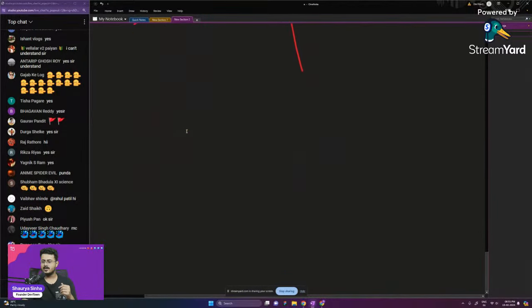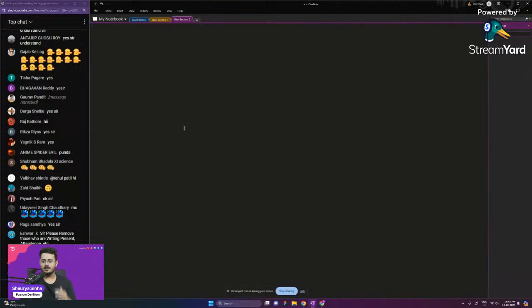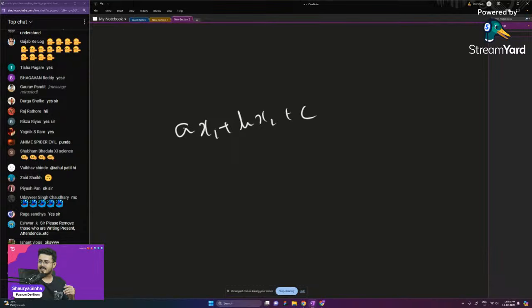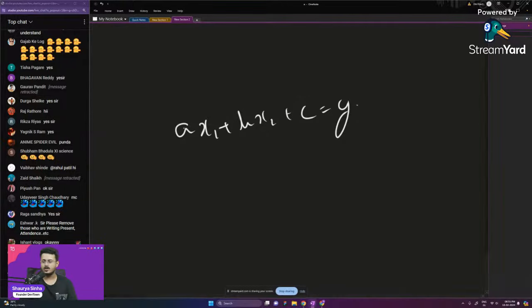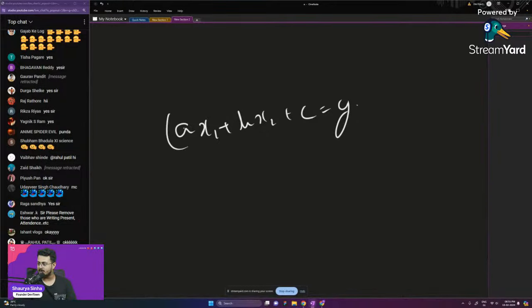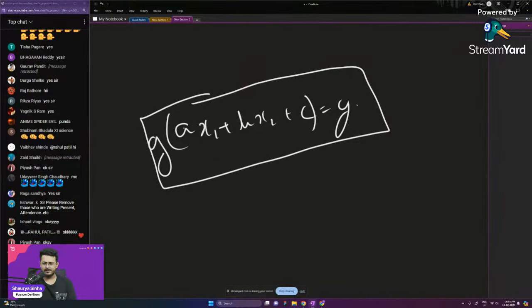Okay, so next, once you have understood the activation function, the problem is that it is able to solve only a very simple question: a of x1 plus b of x2 plus c is equal to y. This is the question that our particular perceptron is able to solve. Let's keep this as well so that you are also happy: g of a of x1 plus b of x2 plus c is equal to y. A very fundamental, very easy question it is able to solve.